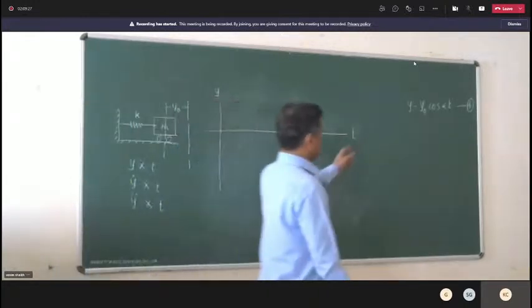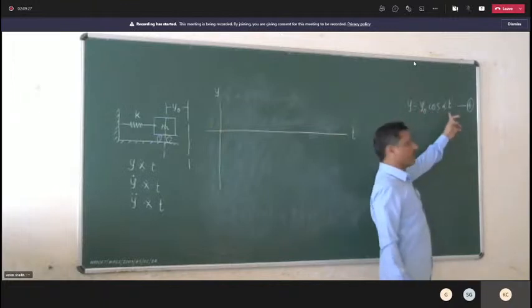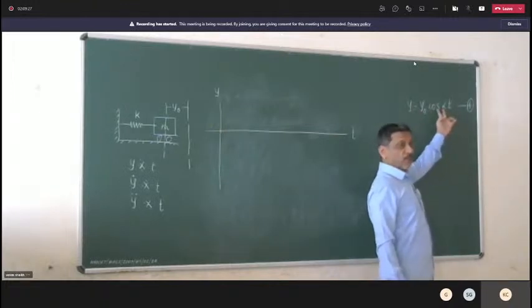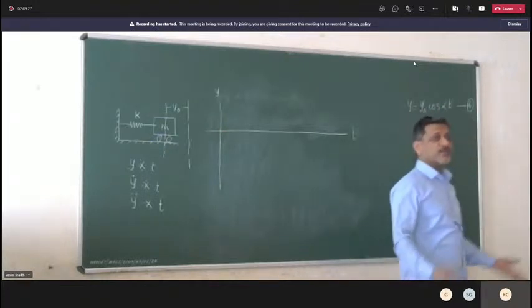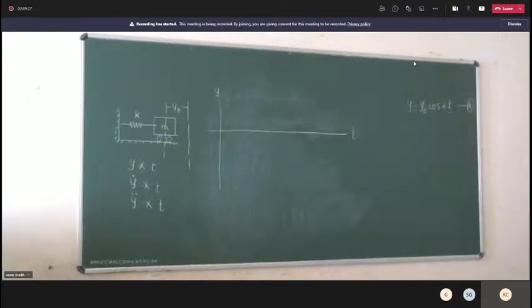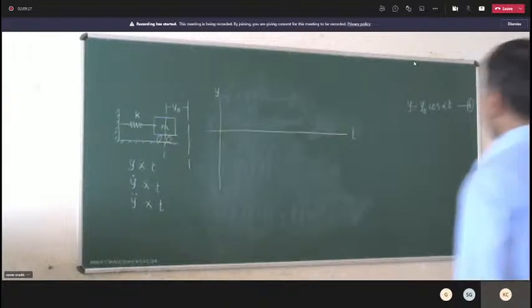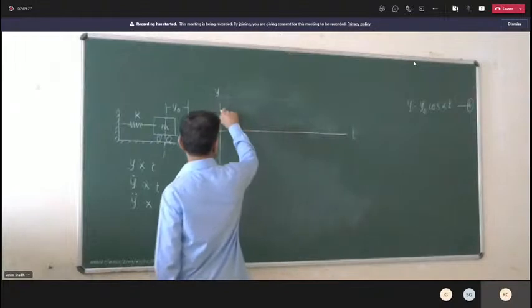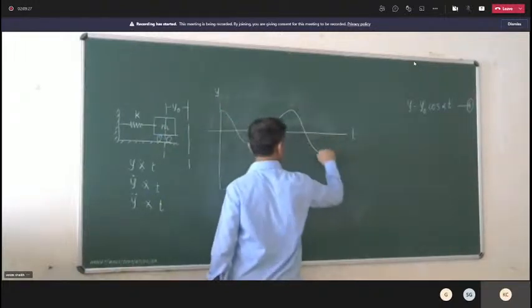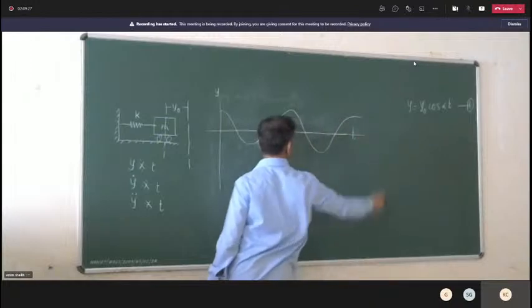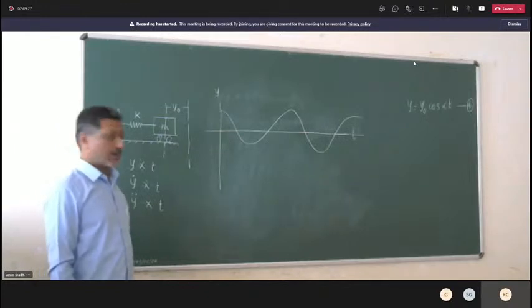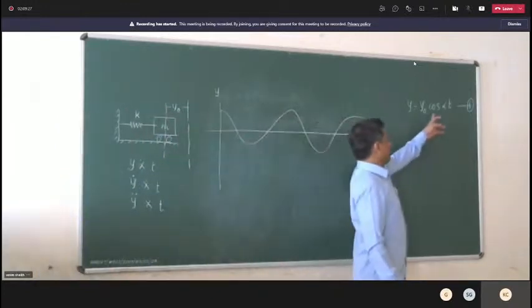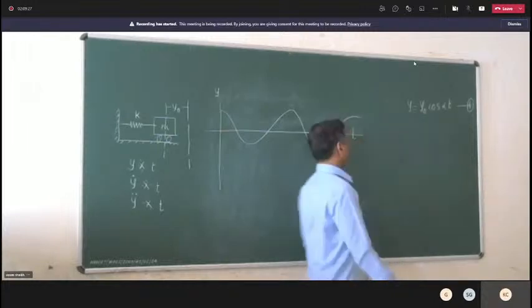The equation suggests the graph of displacement is the graph of cos alpha t, or cos theta, and every ordinate of cos theta is multiplied by y0. So you just plot the graph of cos theta. The graph of cos theta is like this. Cos 0 is 1, and that 1 is multiplied by y0.